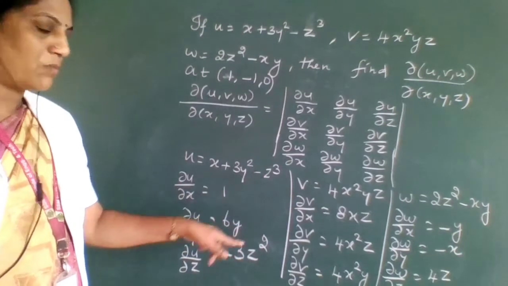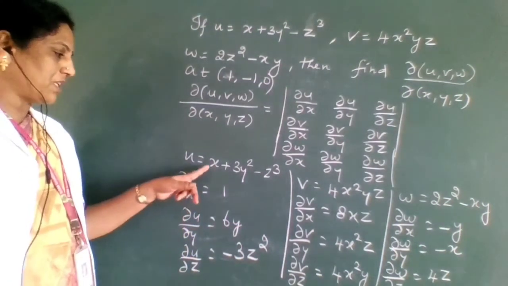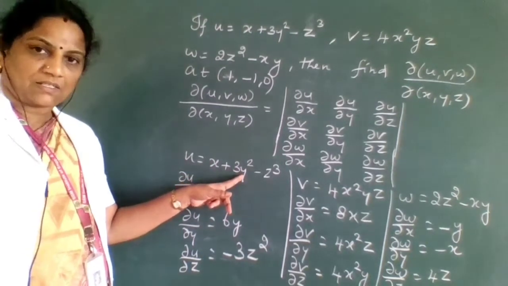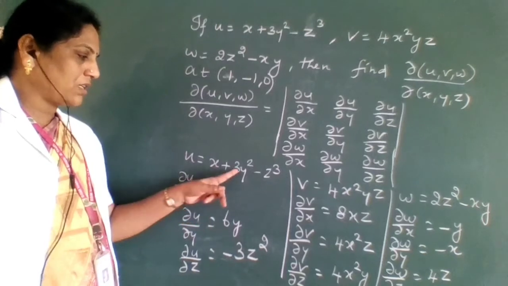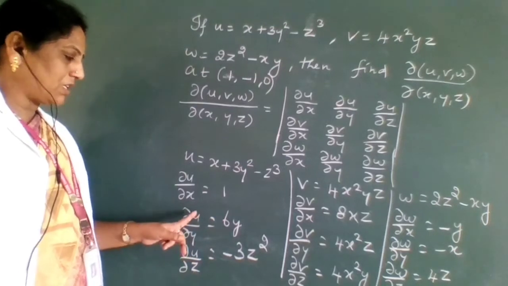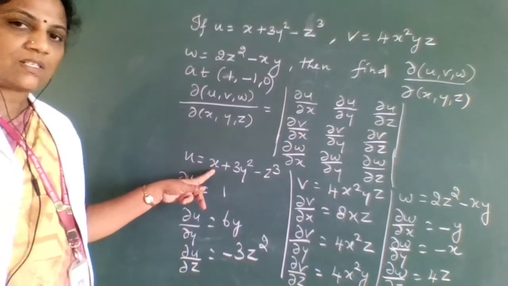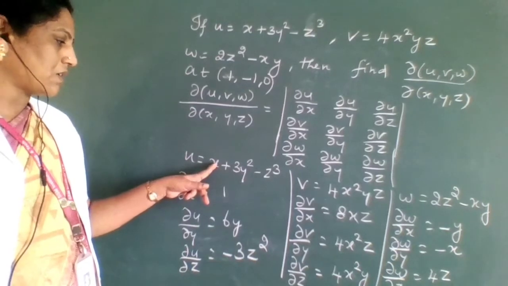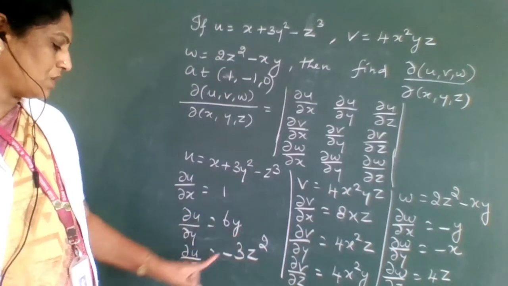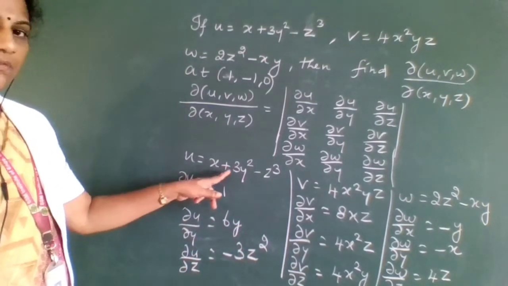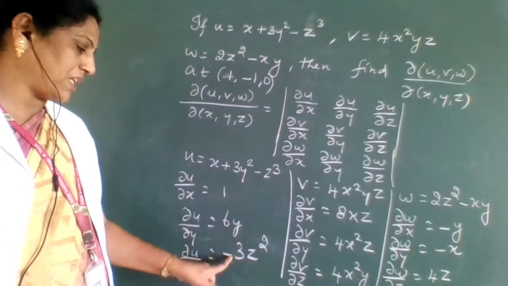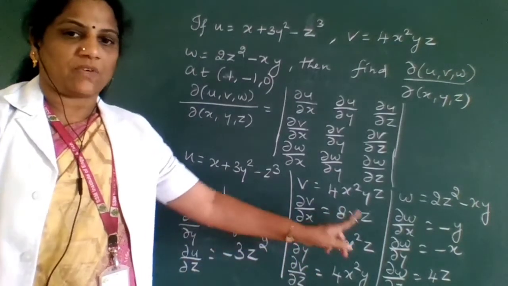Here also it is all partial differentiation. If we differentiate with respect to x, the other two variables are treated as constants. So here x gives 1, and y and z are constants, so we put 0. Similarly, ∂u/∂y equal to, there is no y in the first term, so that is a constant 0, 2 into 3y, 6y, here also 0. ∂u/∂z equal to, these two terms are constant, and if we differentiate with respect to z, therefore minus 3z squared. Similarly, we differentiate v and w.